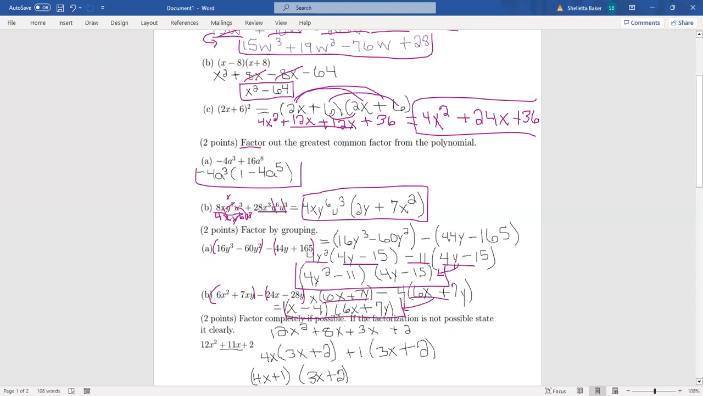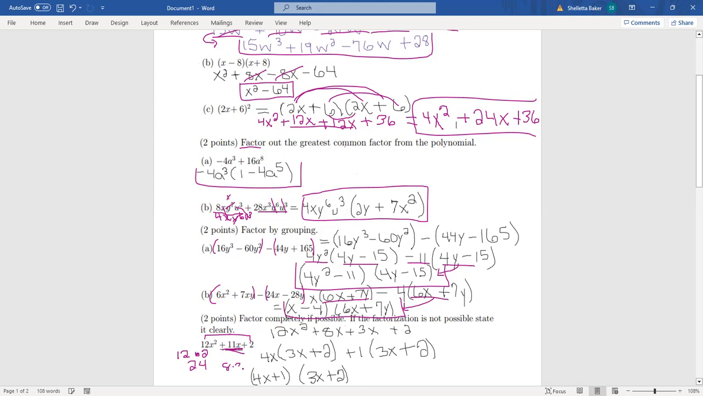And now the last one, we want to factor, but remember that first step, if your leading coefficient is not 1, you have to multiply the first and the last term together. So 12 times 2, that gives us 24. And then we have to find two numbers where when we multiply them, we get 24, but when we add them, we get this middle number 11. Those two factors are 8 and 3.